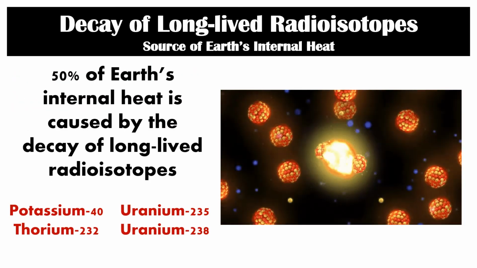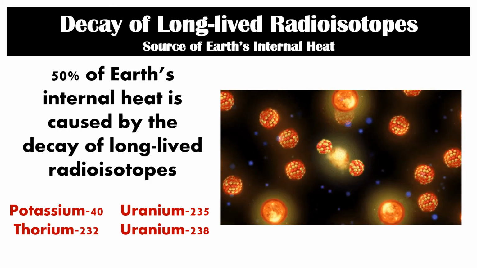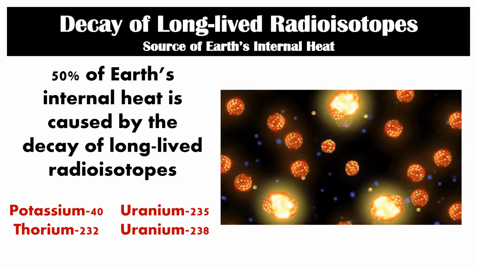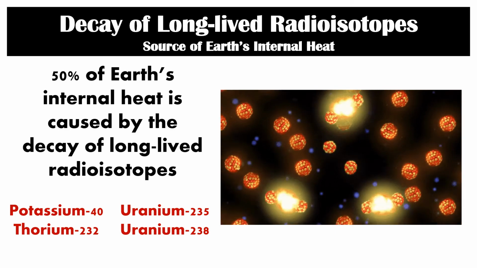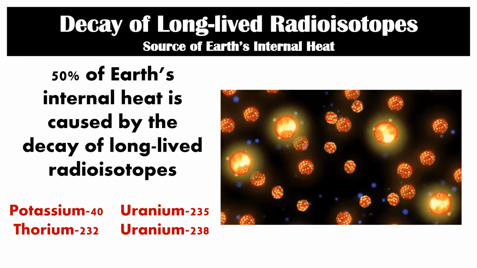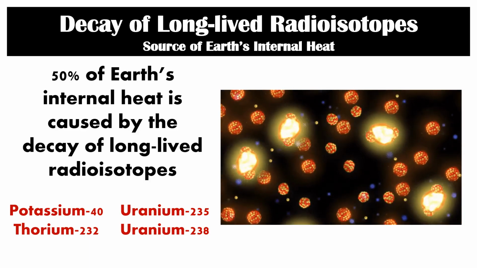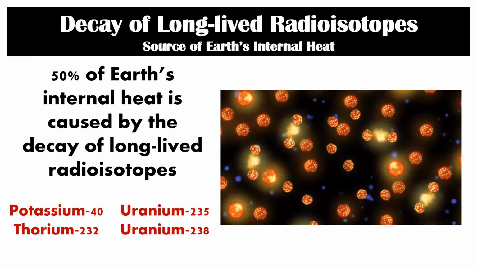Now, we have enumerated the different sources of primordial heat. Now, let's go with the decay of long-lived radioisotopes. So, it is said that 50% of the Earth's internal heat is caused by this. And this involves the decay of potassium-40, uranium-235, thorium-232, and uranium-238.